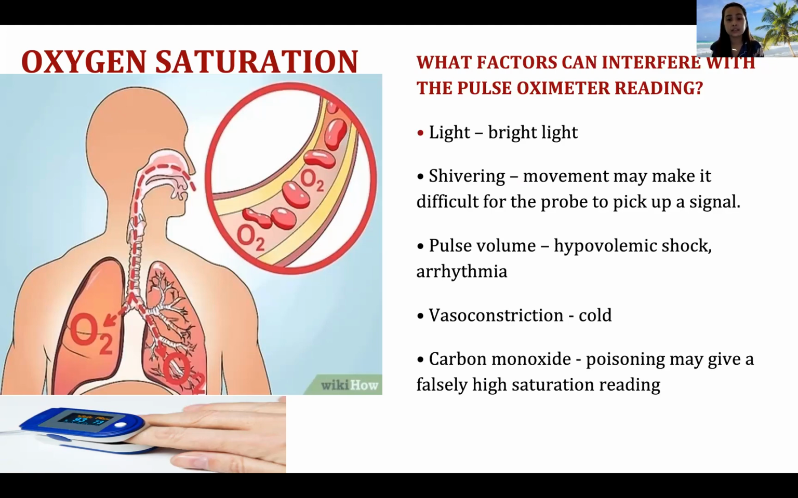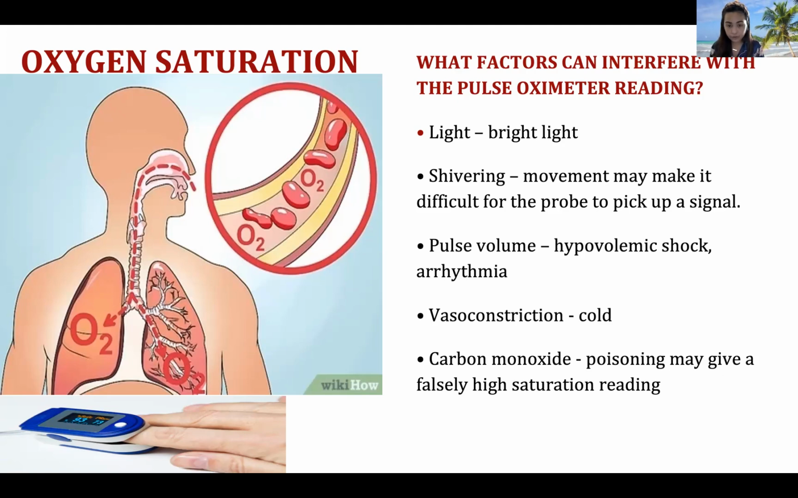What are the factors that can interfere with the pulse oximeter reading? First is light, or bright light. If you use the pulse oximeter in bright light, it will affect the reading. Shivering: if your patient is shivering, there is repeated movement, and it will generate an inaccurate result. Pulse volume: if your patient is having hypovolemic shock or arrhythmia, problems with the heart, the oxygen saturation reading will be affected.